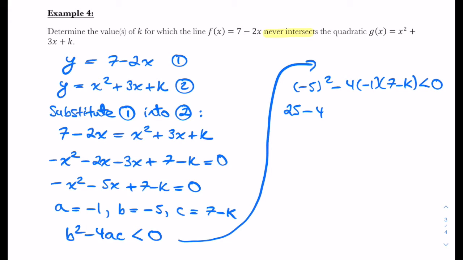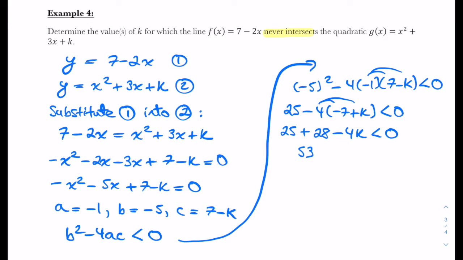And now we're subtracting the product of 4 times negative 1 times 7 minus k. Let's begin by distributing the negative 1 in the bracket. Negative 7 plus k. And as we continue to simplify, I'll distribute the negative 4. So we have 25 plus 28, take away 4k, and all of that has to be less than 0. Let's collect our like terms. So 25 and 28 add up to positive 53, minus 4k has to be less than 0.